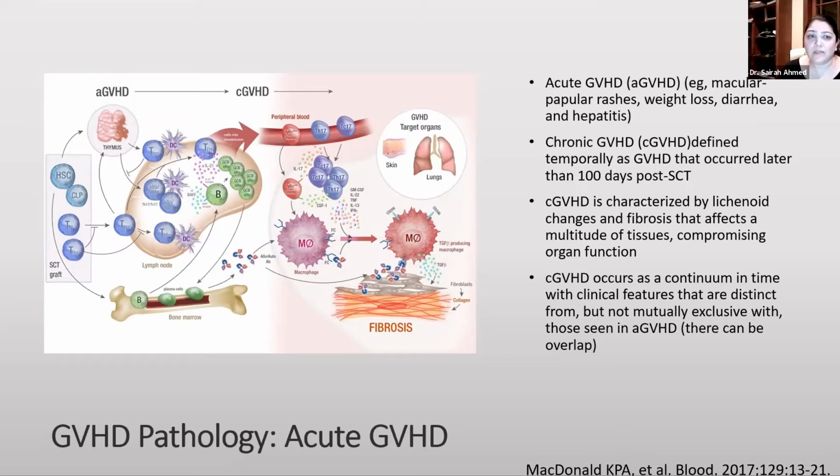Chronic GVHD was previously temporally defined, meaning after 100 days of transplant. But there is significant overlap, and the time of GVHD is no longer used to define acute or chronic. The symptoms of chronic GVHD are different, where you have more skin changes that are associated with lichenoid changes and fibrosis, but there are other organs that are also involved far beyond the GI tract and skin that's associated with acute GVHD.